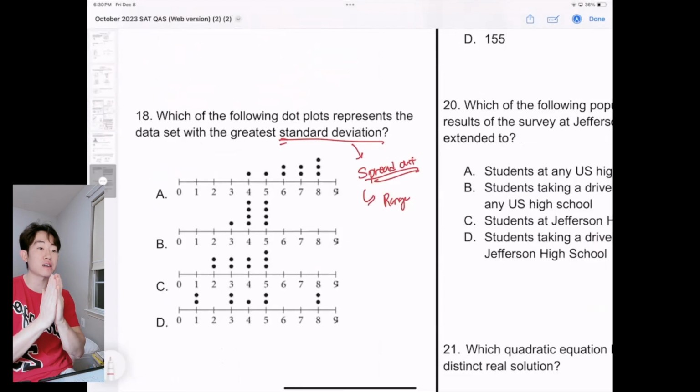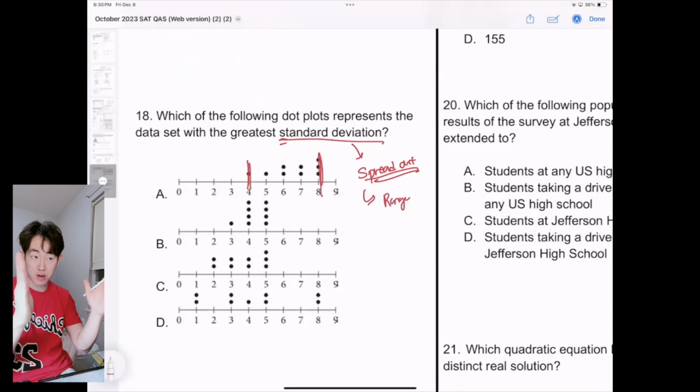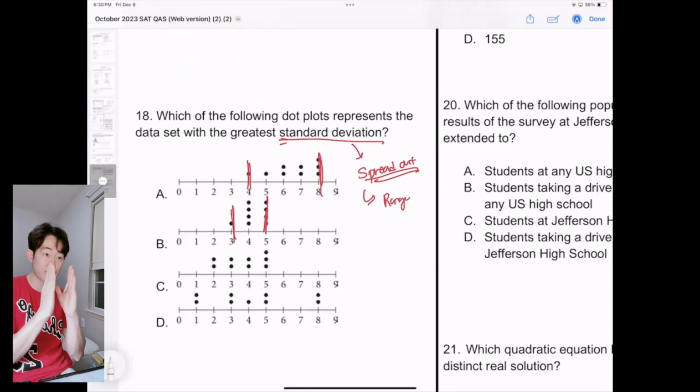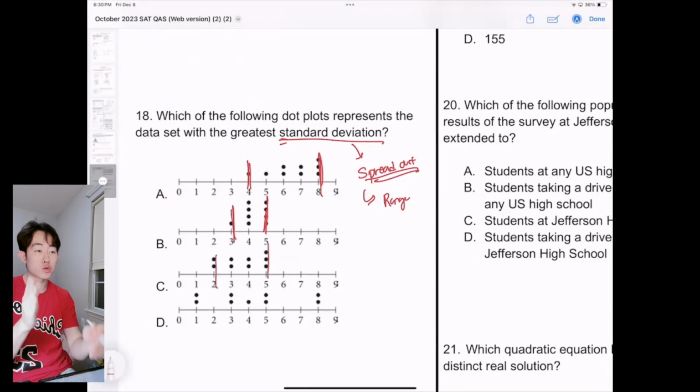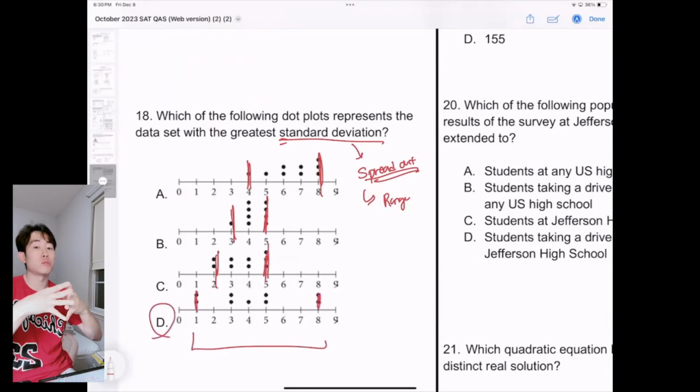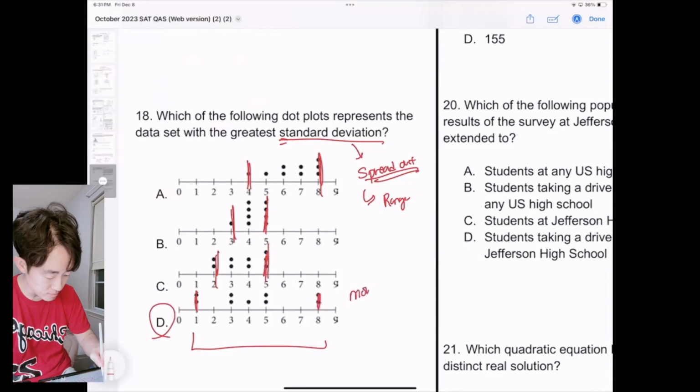Which one has the highest spread? It seems like A is going from 4 to 8. That's the measure of the spread. B goes only from 3 to 5, so it's very narrow. C has some sort of a spread, but it's going from 2 to 5. We have a winner, D, going from a whopping 1 to 8. It's more spread out, more standard deviation.